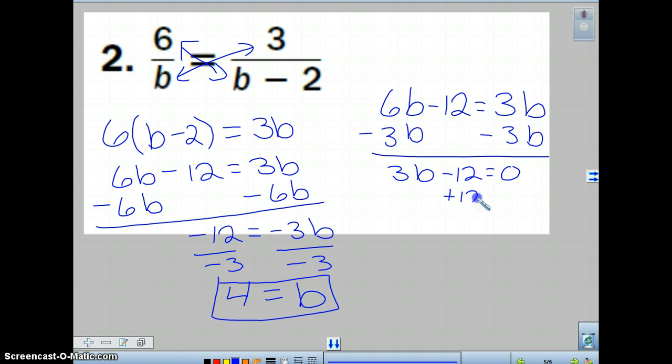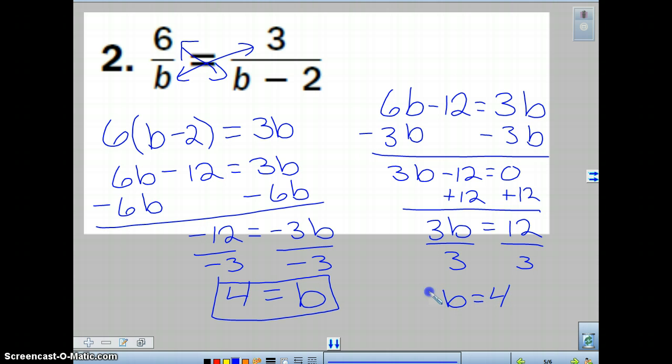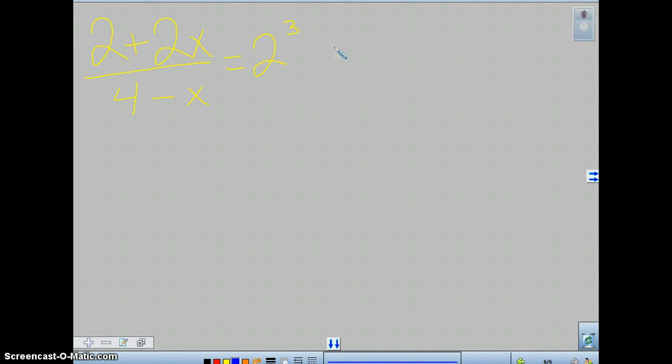And I have to add 12 to both sides to try to isolate it away from the b, or our variable. 3b equals 12. Divide both sides by 3. b equals 4. So as you can see, it doesn't matter which side you solve for, which side you move the variables to, you still come up with the same answers on both sides. So let's do one more example and then we'll be done for the day.